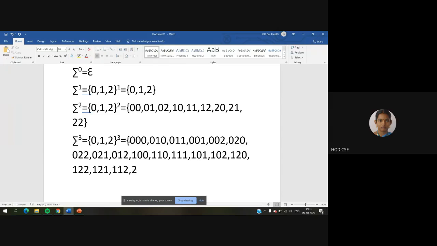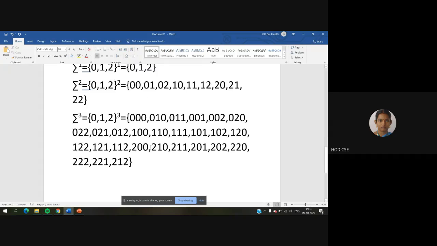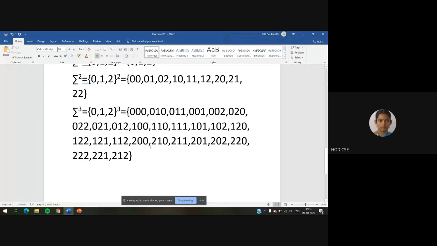Likewise, similarly, the strings that start with 2. 200, 210, 211, 201, 202, 220, 222, 221, 212. All 27 have come. Is anything repeated? Kindly check. I think none of the strings are repeated. We have all possible combinations of 0, 1, 2 in length 3.